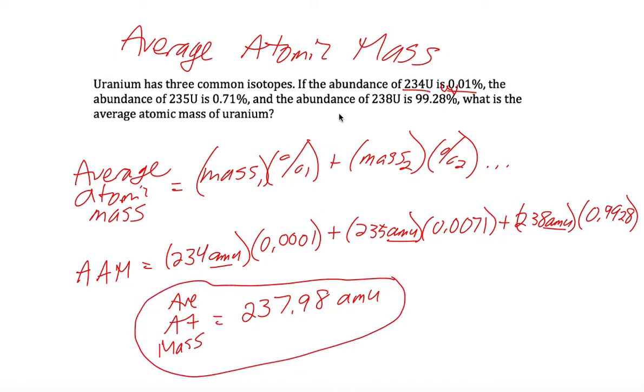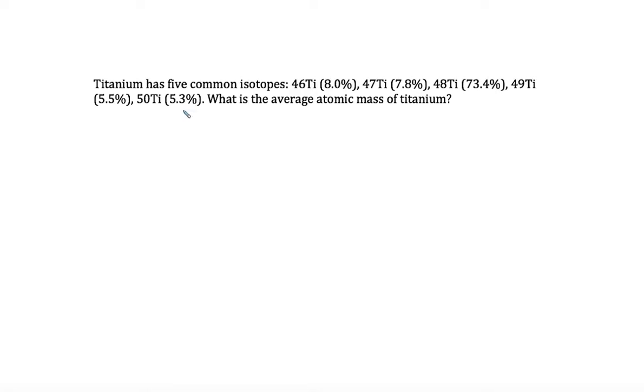I have a practice question on the next slide that you can try on your own. If you bring your work in to me, I can tell you if you got it right or wrong, because I have not posted an answer for that one. Titanium has 5 isotopes. Titanium-46 is at 8%, titanium-47 is 7.8%, titanium-48 is 73.4%, titanium-49 is 5.5%, and titanium-50 is 5.3%. Calculate the average atomic mass of titanium. Try that as practice, then bring your work in, show me, and I'll look through it and make sure we're on the same page.